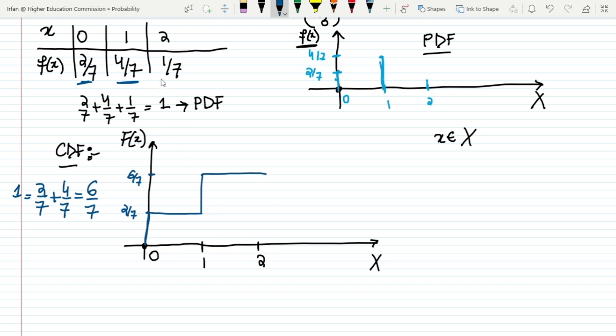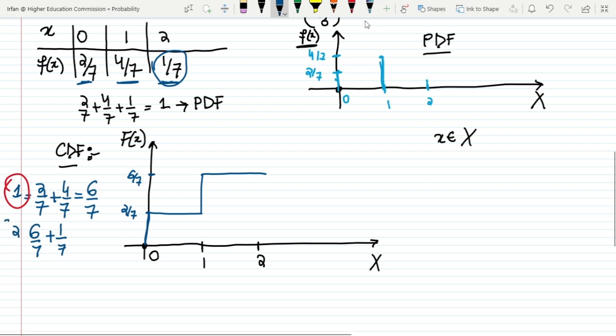When it reaches 2, what will happen here? The value of the PDF at 2 is 1 by 7, so this will be added. This 6 by 7 will be added with 1 by 7. This was at this point, and now we are at 2, so at 2 we have 6 by 7 plus 1 by 7, so it will be equal to 1. So it is now 1, and we will move here, and here it will remain 1 forever. So this is the CDF plot of our question.